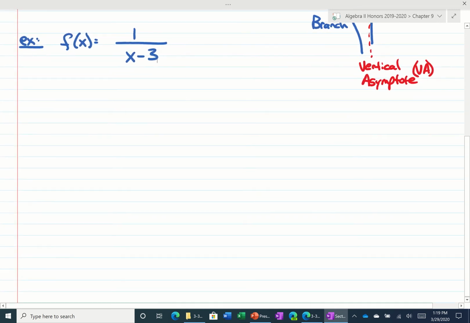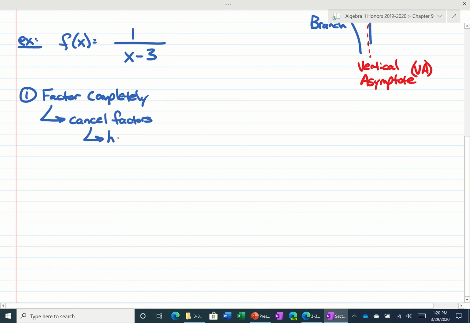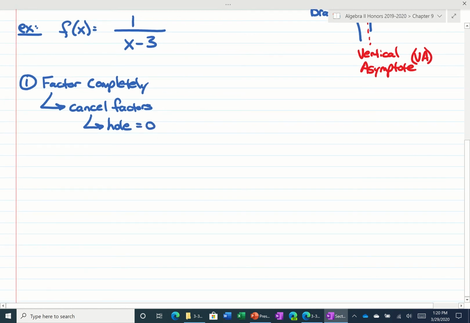In order to graph a rational function, there's 4 steps. Very first step that we do is we make sure that we factor completely. We'll be using this more tomorrow. What's going to happen if we factor completely is whenever we cancel factors, we're going to get a hole when it equals 0. So for this problem, it doesn't matter. There's nothing to factor, so let's move on to our second step.